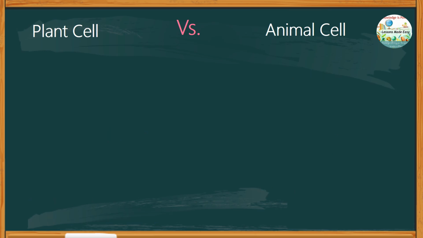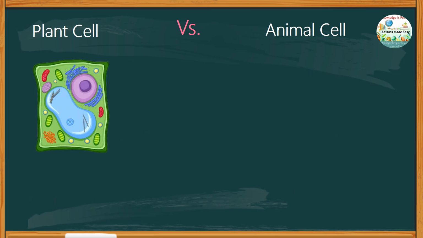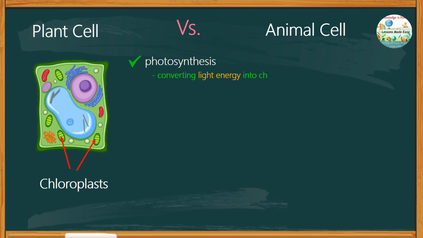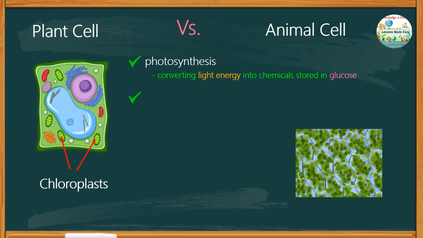Another structure that makes plant cells unique is the presence of chloroplasts. These are specialized organelles responsible for photosynthesis, the process of converting light energy into chemicals stored in glucose. Chloroplasts contain a green pigment called chlorophyll, which is crucial for photosynthesis.